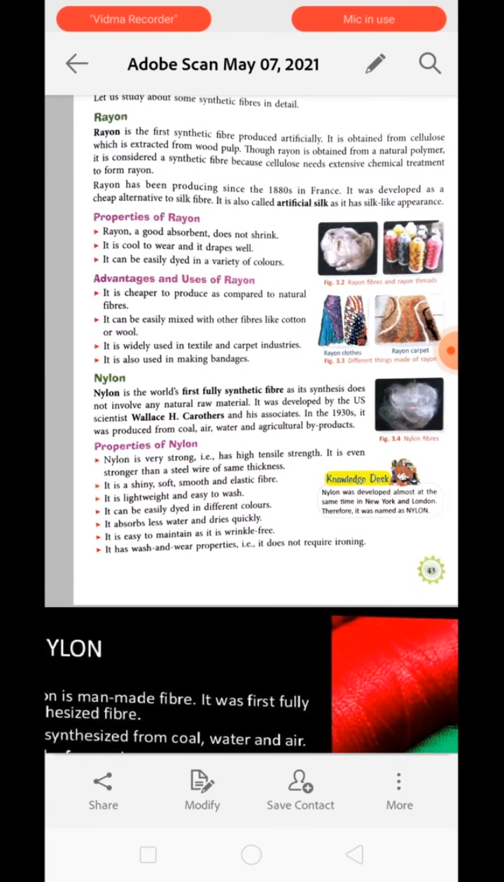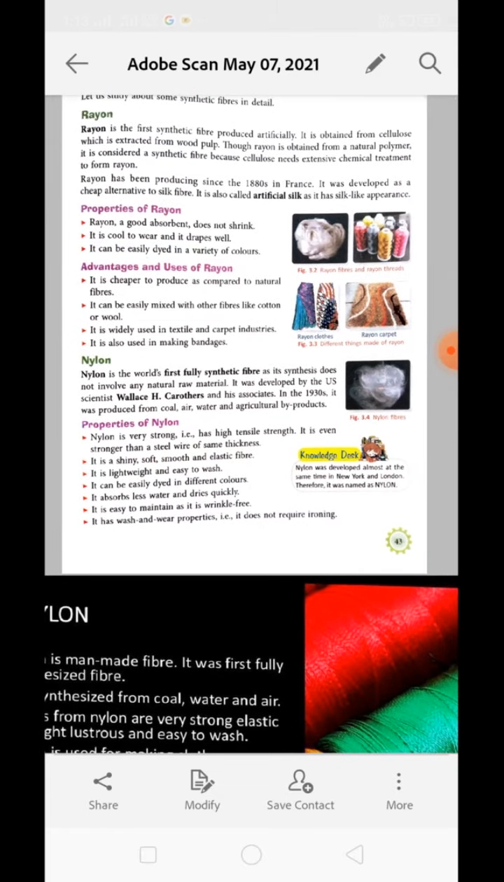Nylon was the first fully synthetic fiber. Rayon was a synthetic fiber, but it was not fully synthetic. But nylon is the first fully synthetic fiber, as its synthesis does not require any natural raw material. It was developed by US scientist Wallace S. Carruthers and his assistants in the 1930s. It was produced from coal, air, water and agricultural byproduct. That is why it is called fully synthetic fiber.